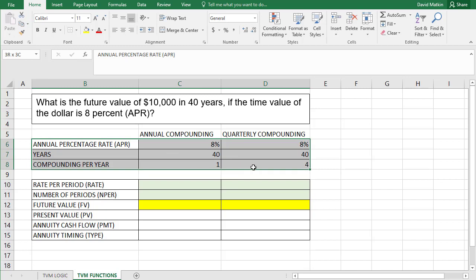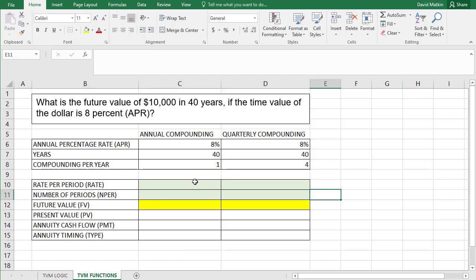Now, none of this information here is going to be entered directly into Excel's time value of money function, but this is going to be used to calculate those inputs. And that's why these cells are highlighted green, so that I remember I'm going to enter in a formula. And what I need to do is calculate the rate per period. And so this is compounding annually, and so the periods are years.